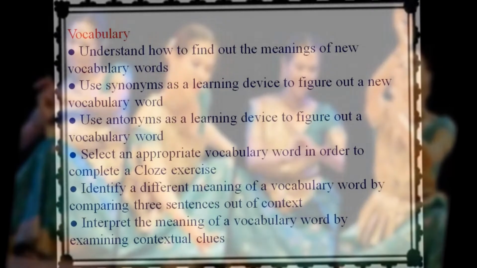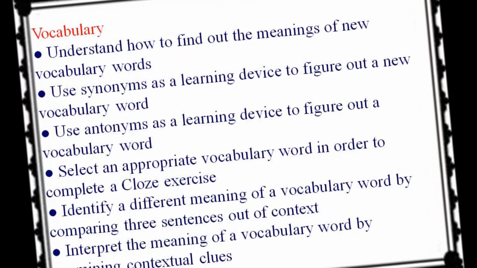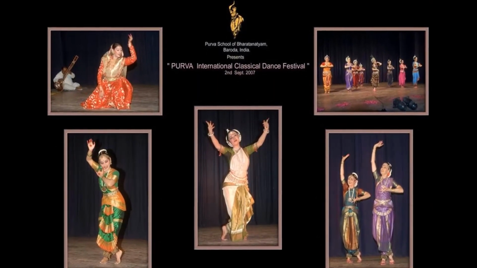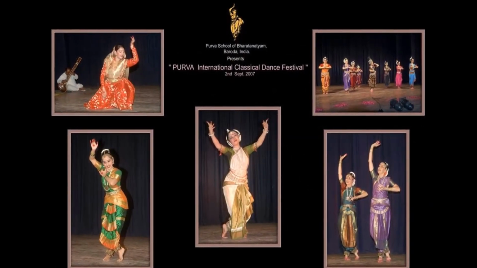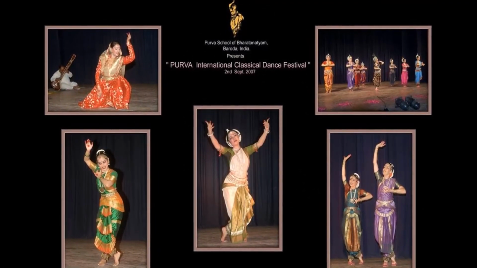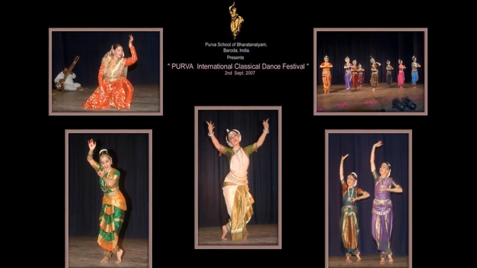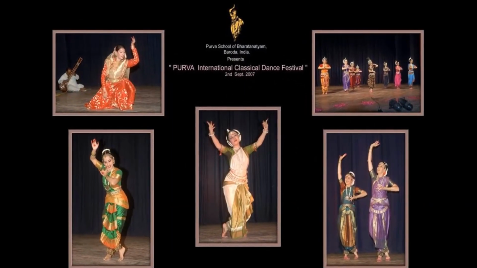Vocabulary. Understand how to find out the meanings of new vocabulary words. Use synonyms as a learning device to figure out a new vocabulary word. Use antonyms as a learning device to figure out a vocabulary word. Select an appropriate vocabulary word in order to complete a cloze exercise. Identify a different meaning of a vocabulary word by comparing 3 sentences out of context. Interpret the meaning of a vocabulary word by examining contextual clues.